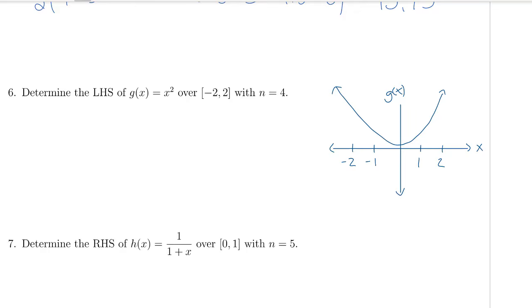So we've gone ahead and plotted a sketch of the function. Go ahead and try this on your own, and I will provide the details right now.